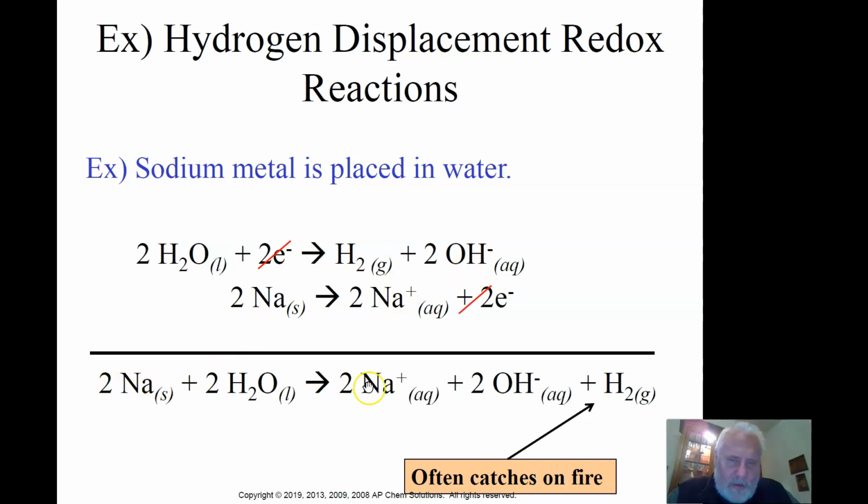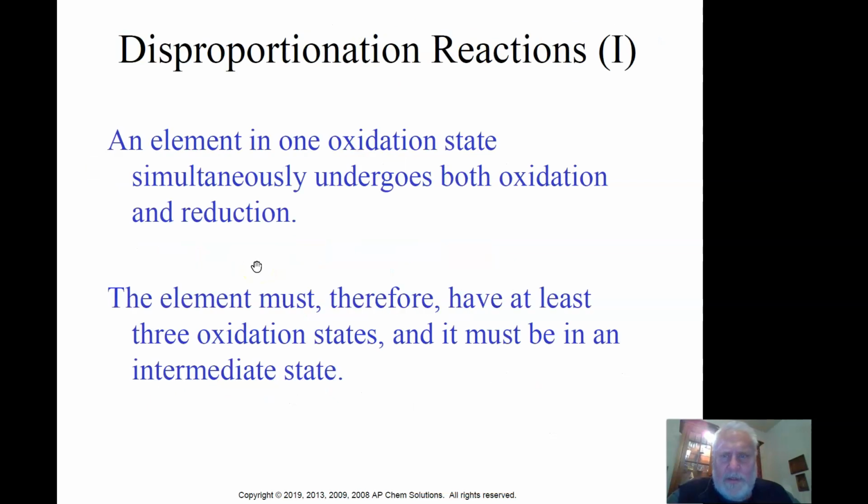But that's the overall reaction right there. And these half reactions tell the story. And I really personally believe this is a great way to attack these problems other than just memorizing this whole equation. Try to understand the actual redox chemistry that's going on there.